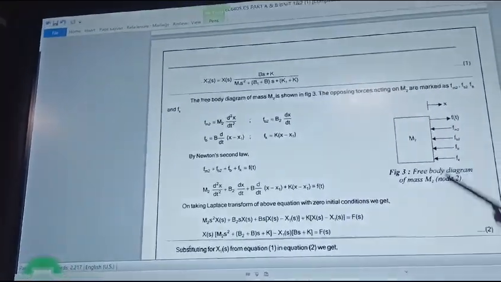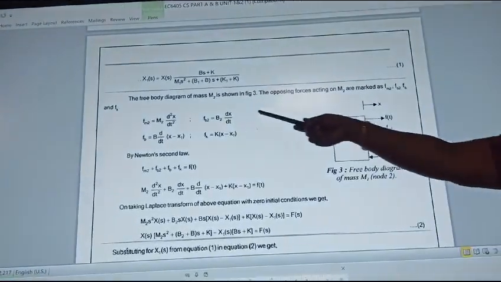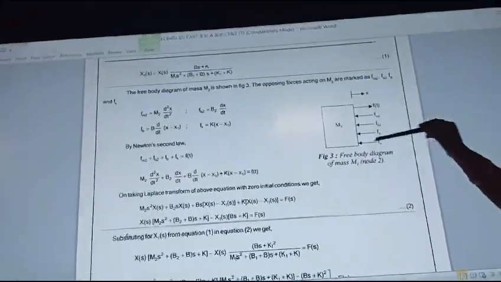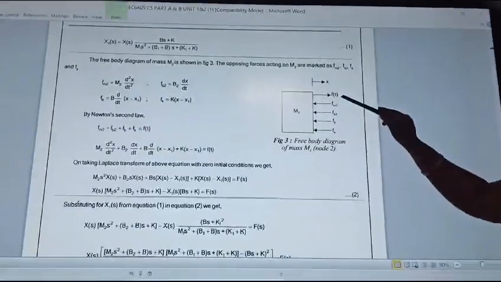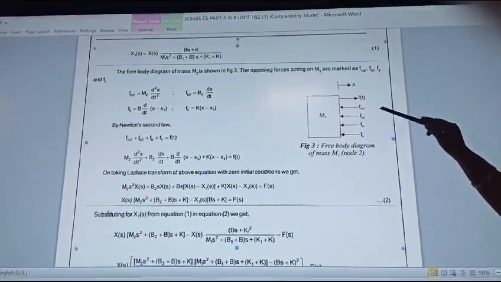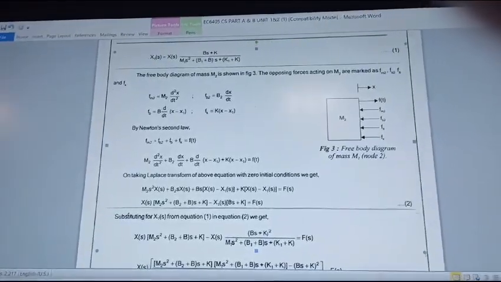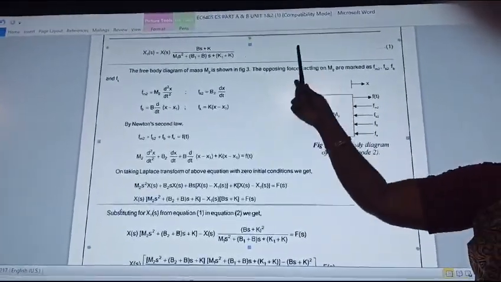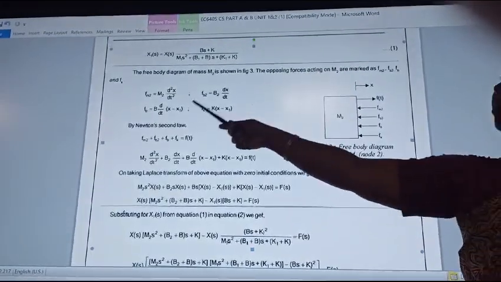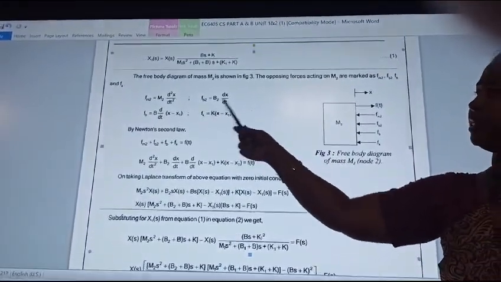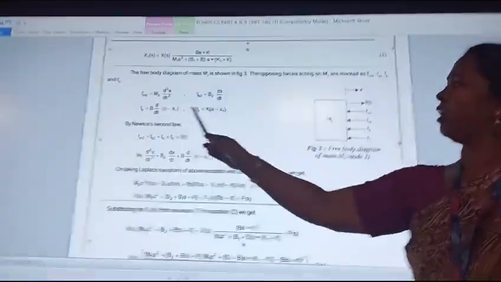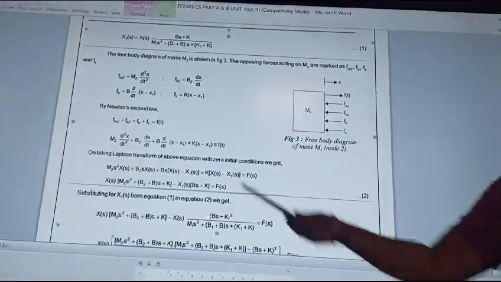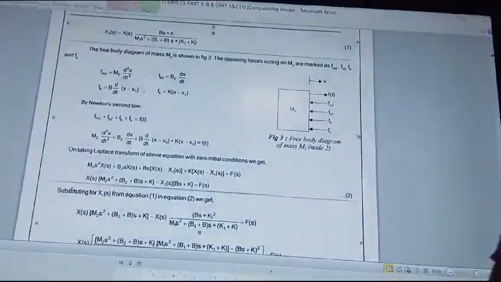For the next mass, M2, you should draw the next free body diagram. These are the forces acting: an applied force F of t, and the opposing forces Fm2, Fb2, Fb and Fk. In the same way as previously, we write a force balance equation. For M2 it is M2 d square x by dt square, B2 dx by dt, and since B and K are connected in common, they suffer two displacements, x minus x1, for K also.